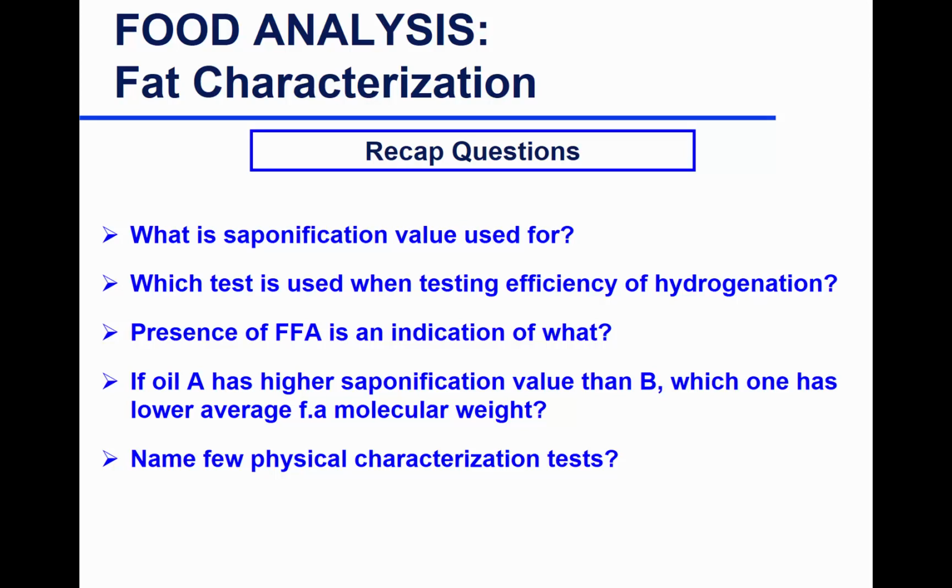Okay. What test is used when testing efficiency of hydrogenation? Okay, Lucy? The iodine value. Because it's a measure of unsaturation, so when we hydrogenate, we saturate the oil. So we test it before and after to determine the efficiency of the process. What could happen during hydrogenation as well if it was incomplete? Trans, yes. So if it was an incomplete hydrogenation, trans fatty acid could be formed.